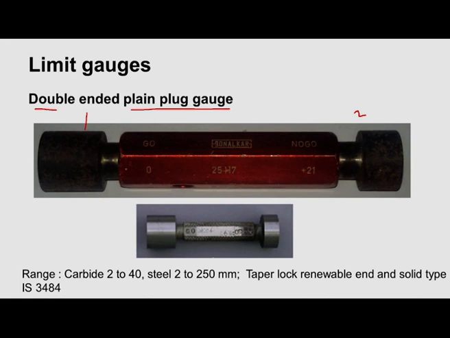Now what we should understand here is that there are two gauging ends. This one corresponds to the maximum material limit, that is, this is the go gauge, used for checking the holes. The go gauge corresponds to the maximum material limit and the no go gauge corresponds to the minimum material limit. This is used to check the minimum size of the hole and this is used to check the maximum size of the hole. And we can see here the go end is longer than the no go end.